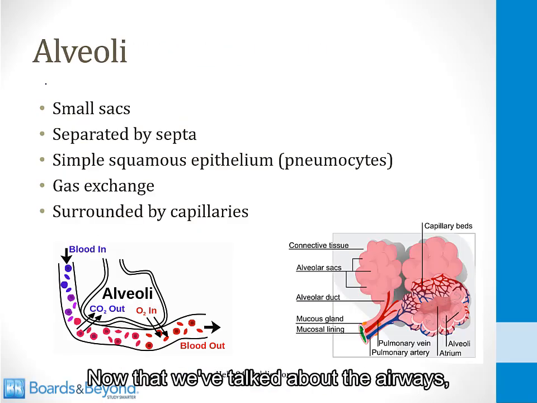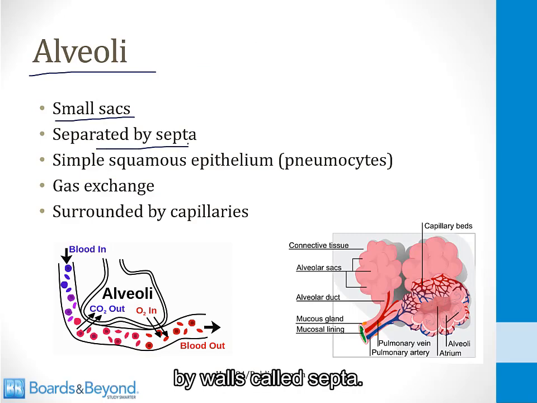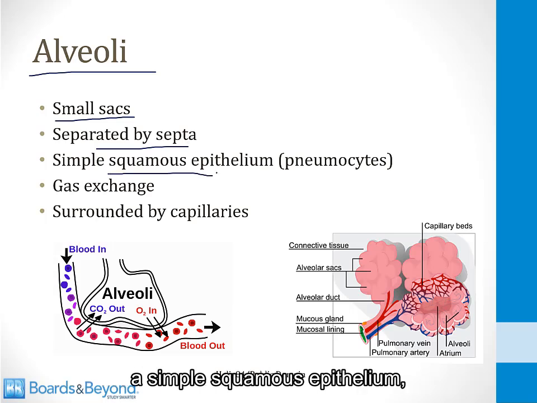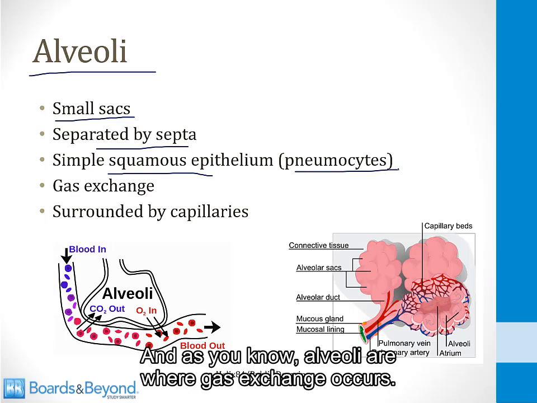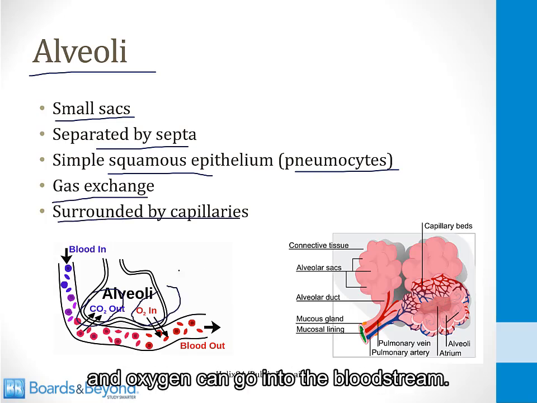Now that we've talked about the airways, let's talk about the alveoli. Alveoli are small sacs separated from one another by walls called septa. They are lined by a single layer of epithelial cells, a simple squamous epithelium, and we call the epithelial cells in the alveoli pneumocytes. And as you know, alveoli are where gas exchange occurs. They're surrounded by capillaries so that carbon dioxide can go out and oxygen can go into the bloodstream.